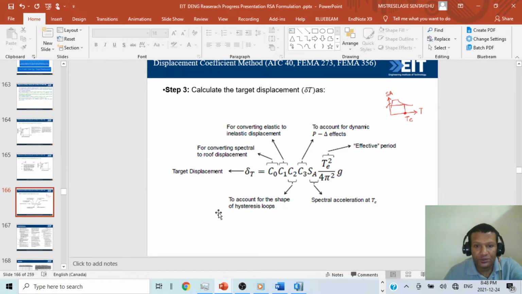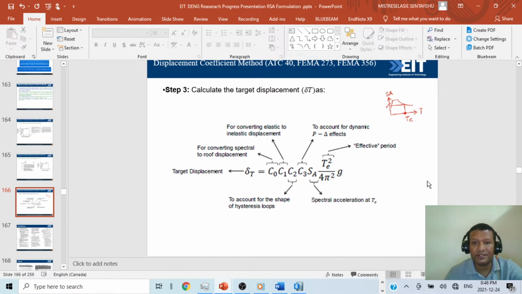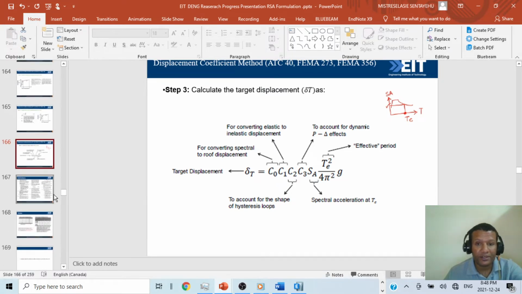So that is what we say. C2 accounts for the shape of the hysteresis loop, for hysteresis rules. So by multiplying all these coefficients, you can find the target displacement. This is very easy compared to that one. And we have a lot.